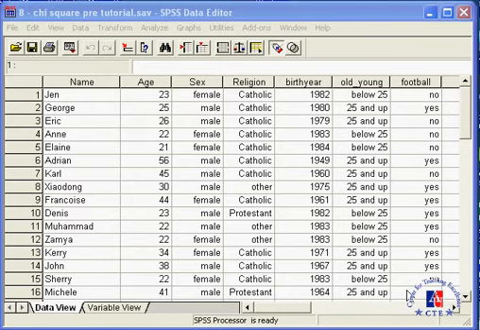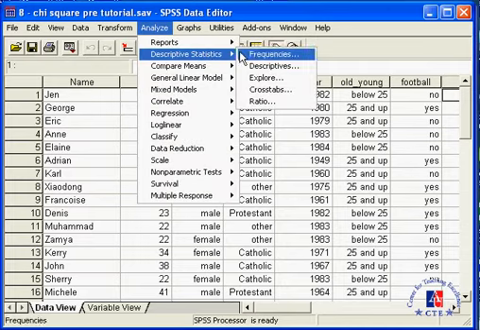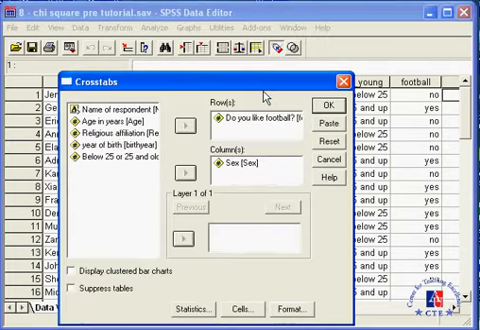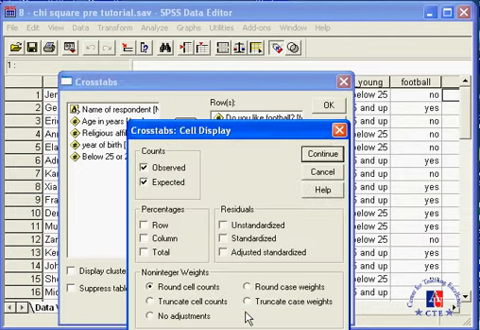I just showed you the logic of chi-square. Now let me show you how the statistic is actually computed. Go to Analyze, Descriptive Statistics, Crosstabs. Let's now ask for a table that superimposes the two tables I just showed you. Check Observed and Expected, and click Continue.